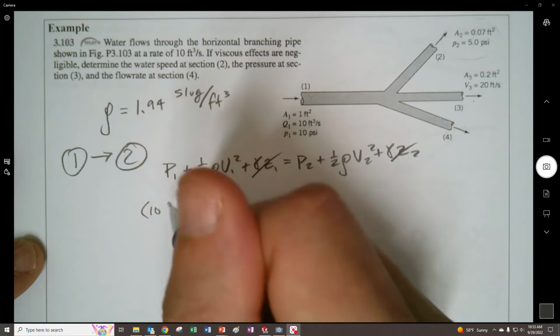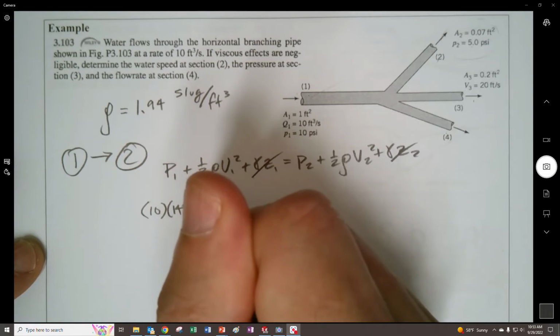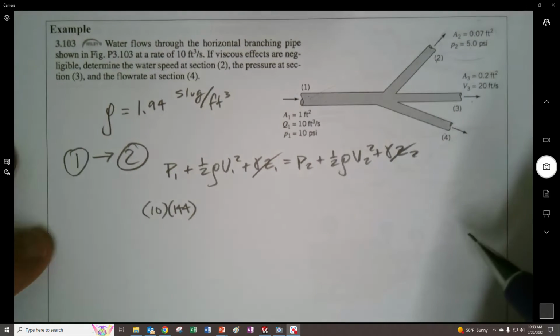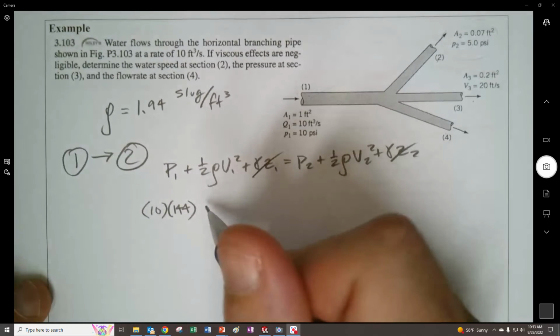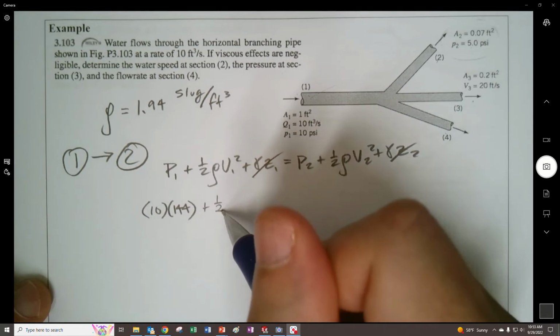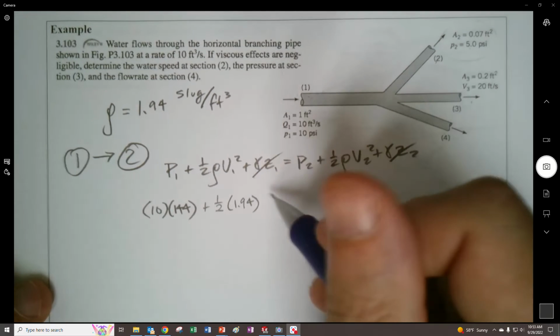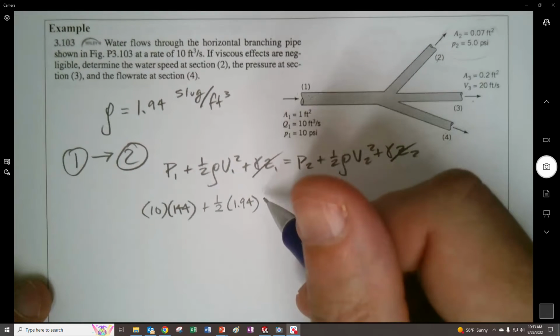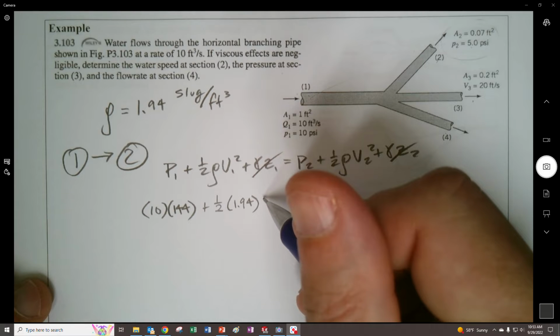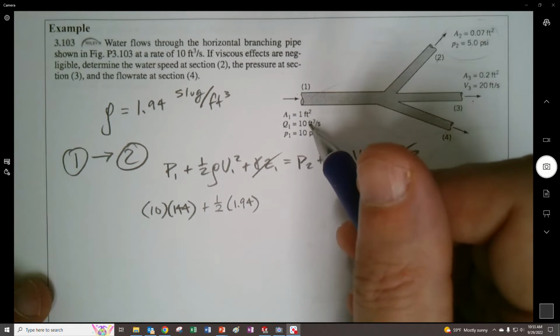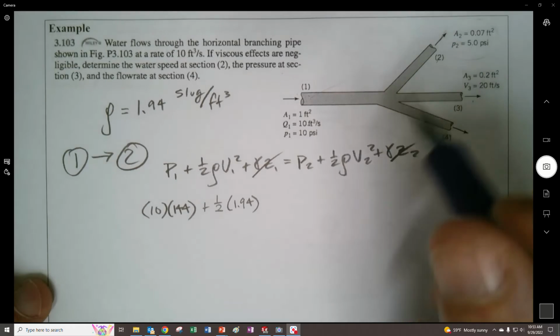So let's go 10, but it's PSI, so let's multiply it by 144 because we want to deal with everything in slugs and feet. And then 1/2 times 1.94. As I mentioned, that might actually cancel out some things, but that's where we're going to leave it in there anyway. And V1, we're given, nope, we don't know V1 yet. So we need to come back to this.